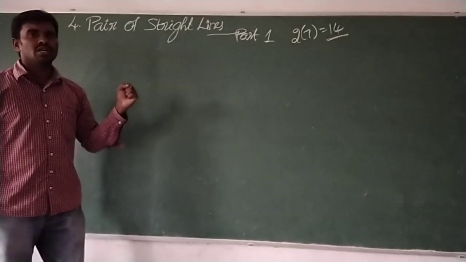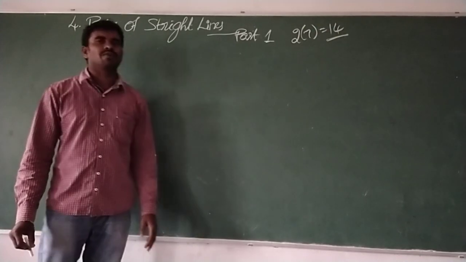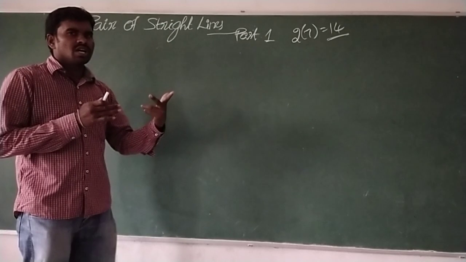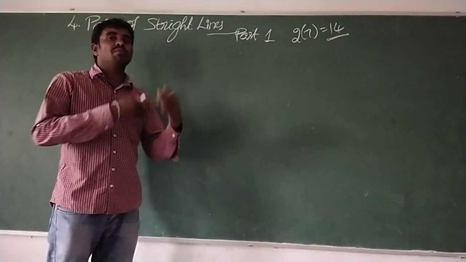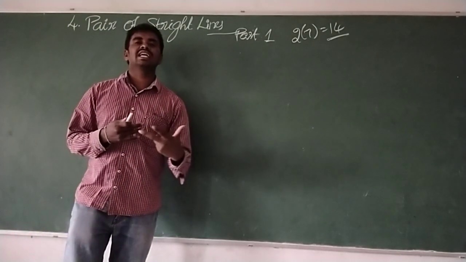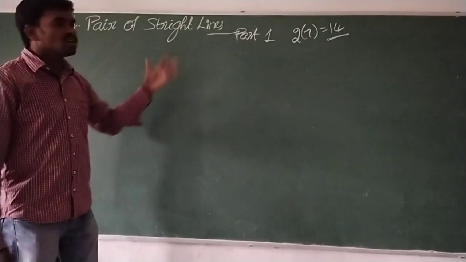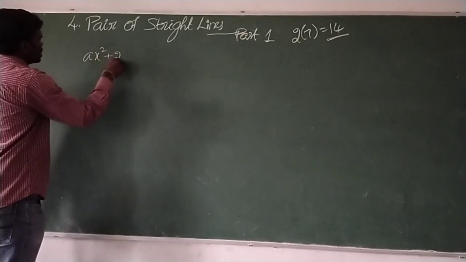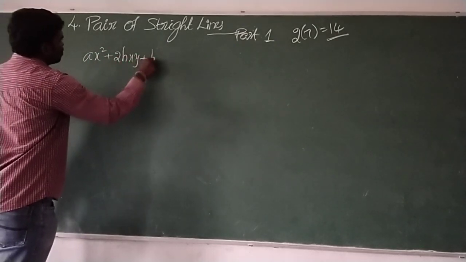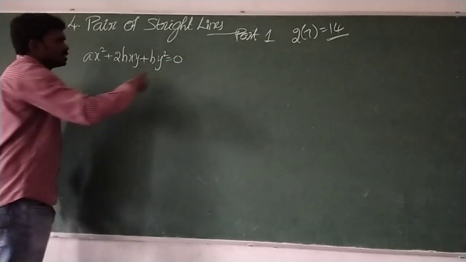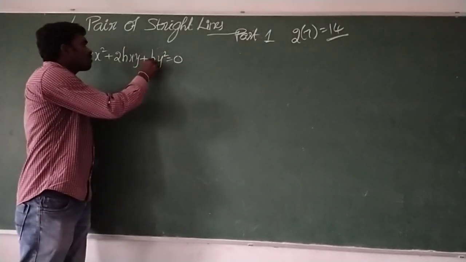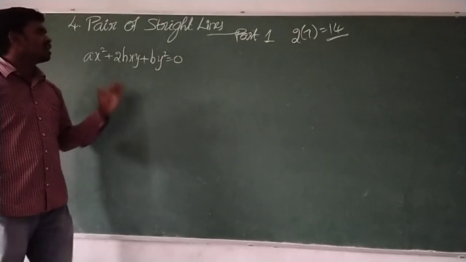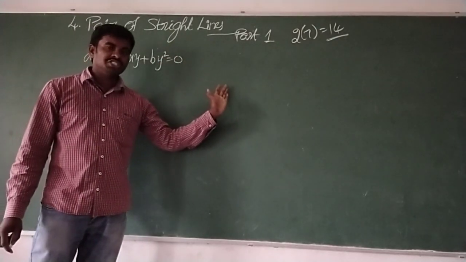Straight lines means what? ax plus by plus c is equal to 0. So this is a straight line equation. Similarly, if you take two equations like straight lines, what is the combination of those two straight lines? That is pair of straight lines. So pair of straight lines, the general form we can take is ax square plus 2hxy plus by square equal to 0. This is an equation. It represents the pair of two straight lines where here constant is nothing. That's why passing through the origin.